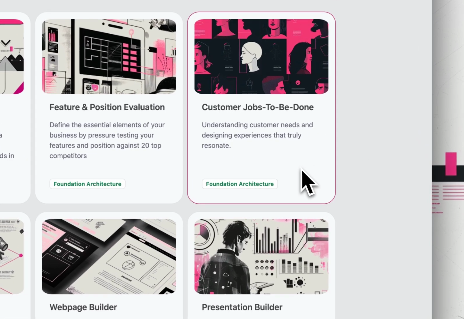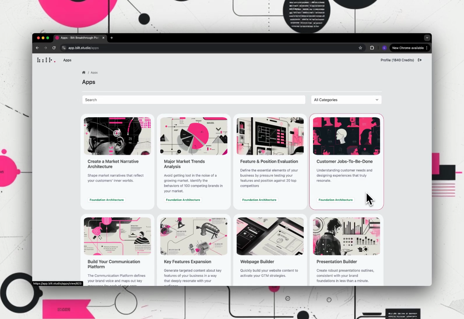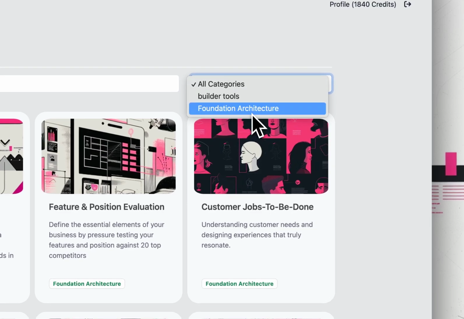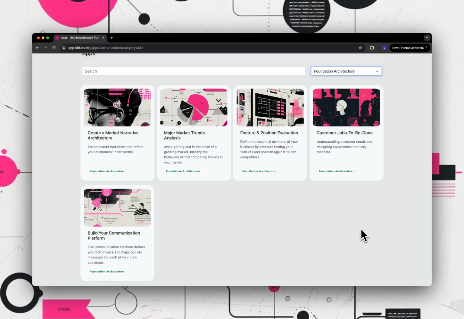This tutorial is going to focus on the application called the Customer Jobs to be Done. Now, this is one of the last foundational architecture applications to develop a robust strategy. As a reminder, at the top here, you can always filter to understand what these strategic apps are. And the order in which I typically do these is top to bottom, right to left. So we started with our market narrative, we've evaluated trends, we've tested features. Now I want to dive into customer insights to really hone my product positioning before I build the communication platform.